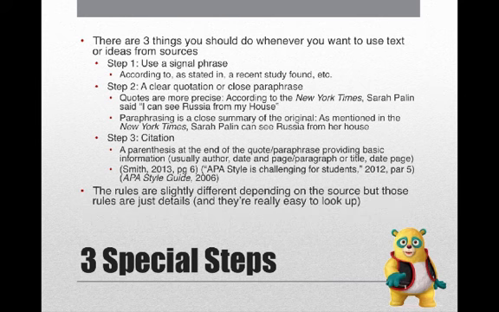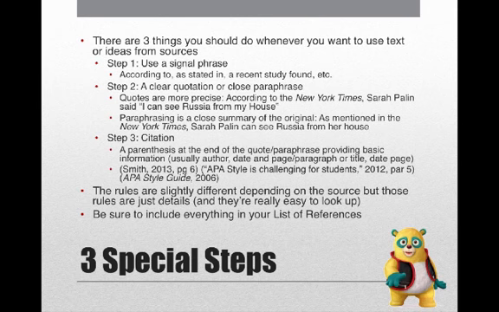The rules for APA style are kind of different for each of the different types of sources that are out there, but a lot of the rules are just details and they're easy to look up. You don't have to remember everything, but you do need to remember the 3 special steps. And you want to make sure that you include everything in your list of references at the end of your paper.